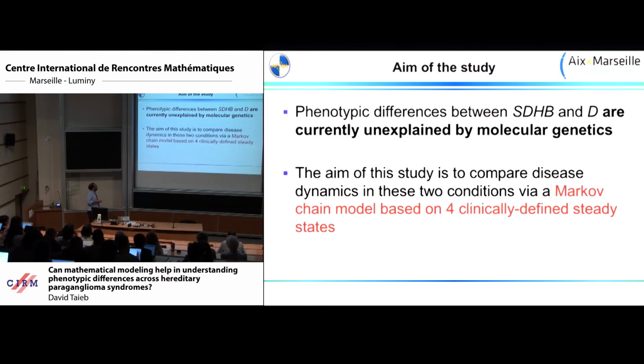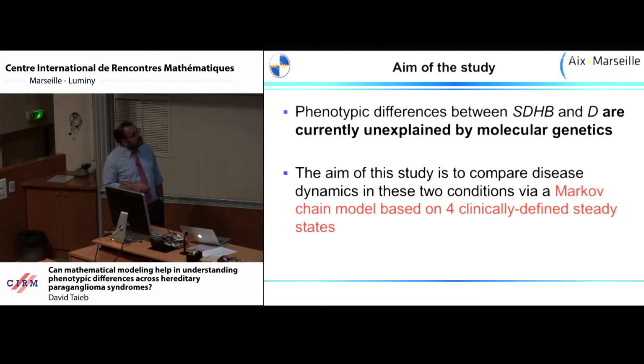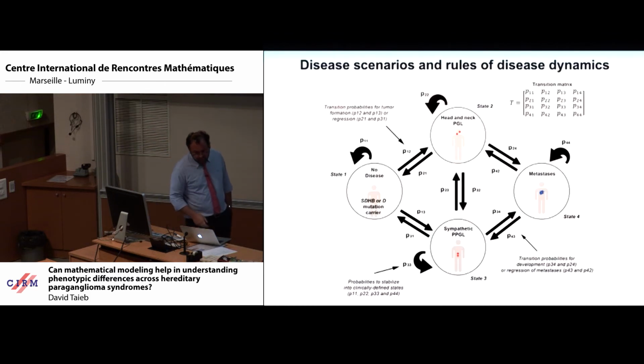So we have decided to study and compare the disease dynamics of these two conditions via a Markov chain model based on 4 clinically defined steady states. The model has 4 steady states: no disease, head and neck paraganglioma, sympathetic, which also means abdominal paraganglioma, including FEO, and metastasis. In the model, there are some transitions: the probability of tumor formation, tumor regression, and the probability of development or regression of metastases.